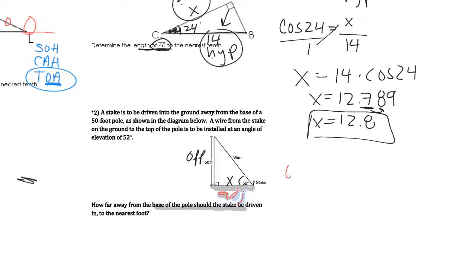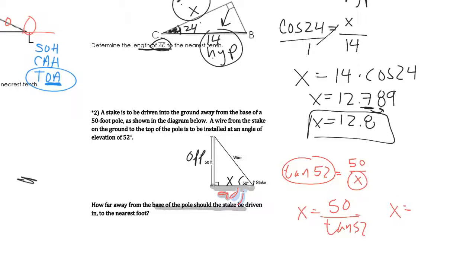So I have opposite and adjacent, so that's tangent. My angle is 52. Opposite side is 50. My adjacent is x, so I want to find x. It's in the denominator, so I could cross multiply, or I could remember the shortcut, just trade places with this one. It's 50 divided by tan 52.